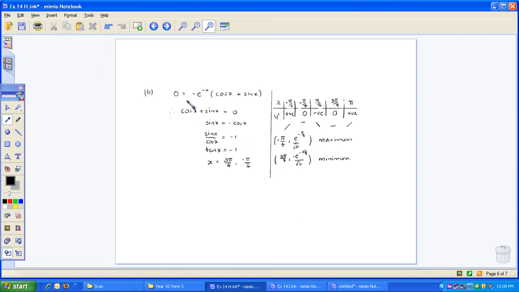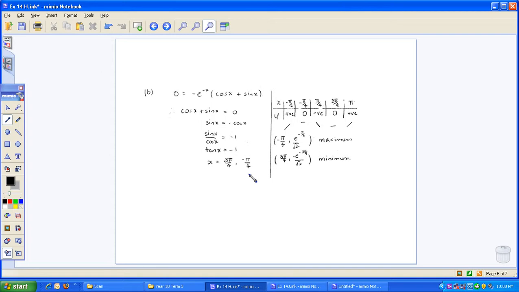Now in the second part, for part B, what we need to do is set it equal to 0 because we want to find stationary points. First derivative is equal to 0. So rearrange it to solve to get tan x is equal to minus 1. Now our results here would be 3 pi on 4, which is in the second quadrant, and minus pi on 4 is in the fourth quadrant.